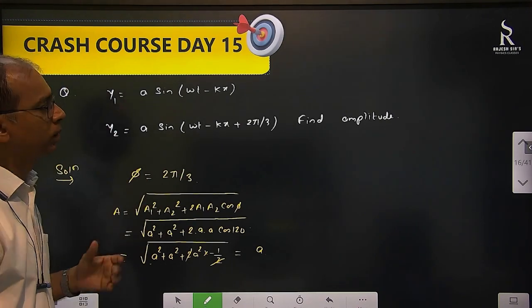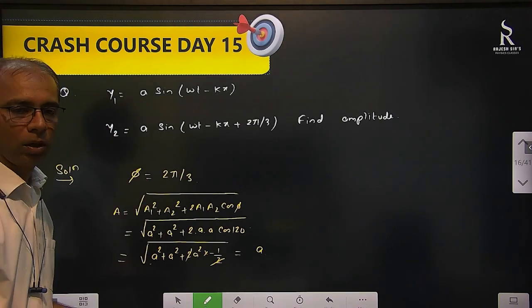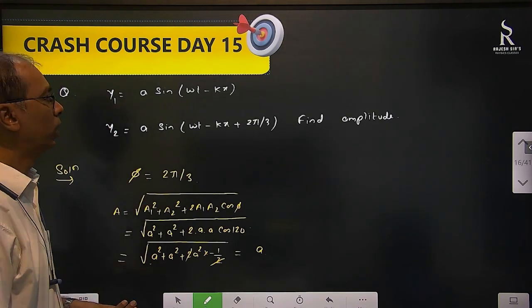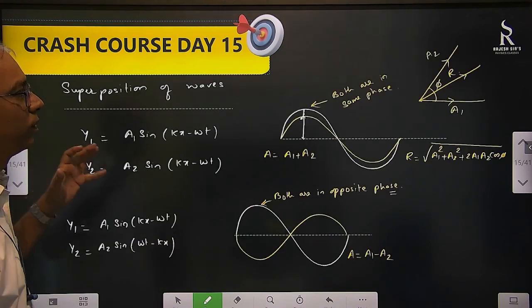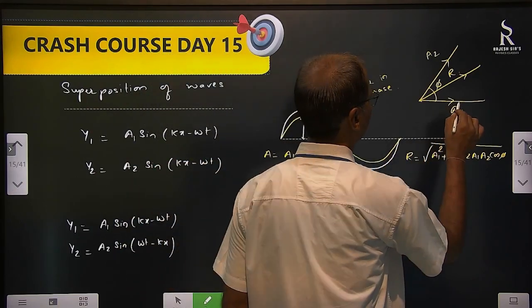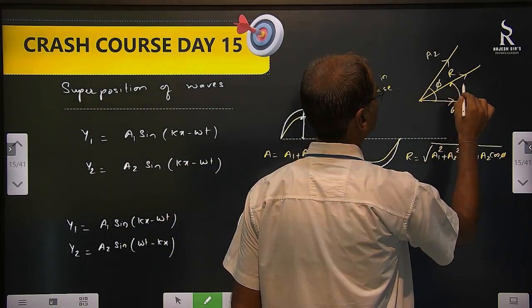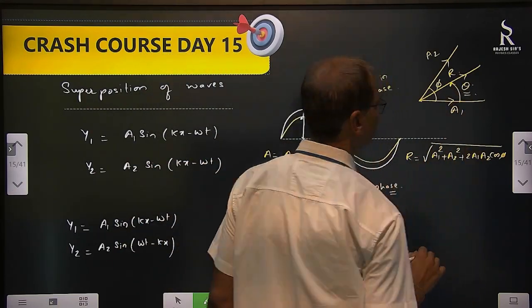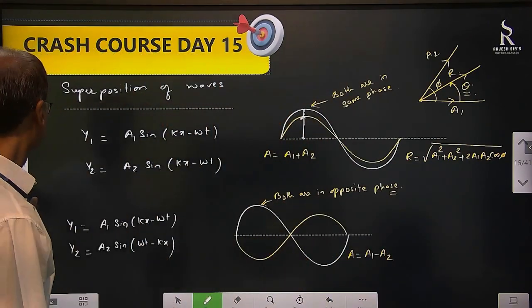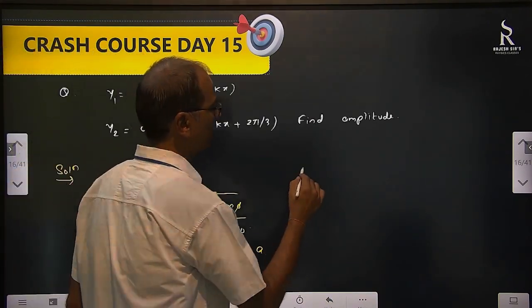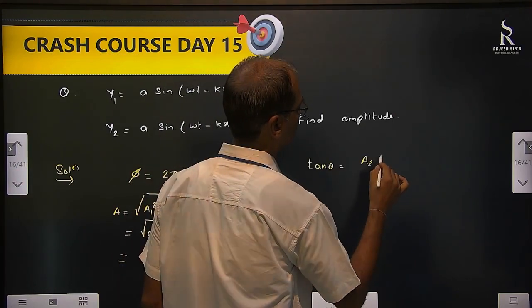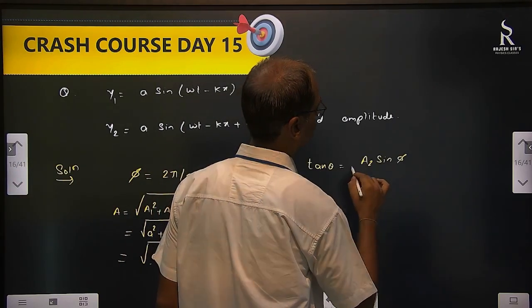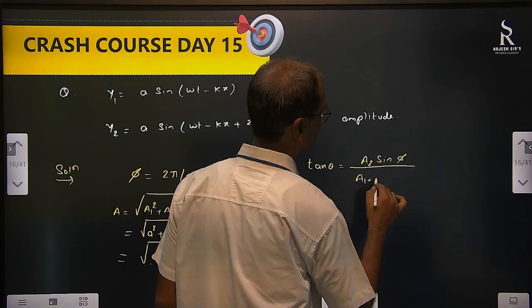So that particle's phase is what? How to find it? Same with the parallelogram law only. So what is basically meant if you go to the parallelogram law? What is the phase? Phase means this angle we are asking now, this theta. Okay. So what is this theta? Say tan theta equal to A2 sin phi by A1 plus A2 cos phi.